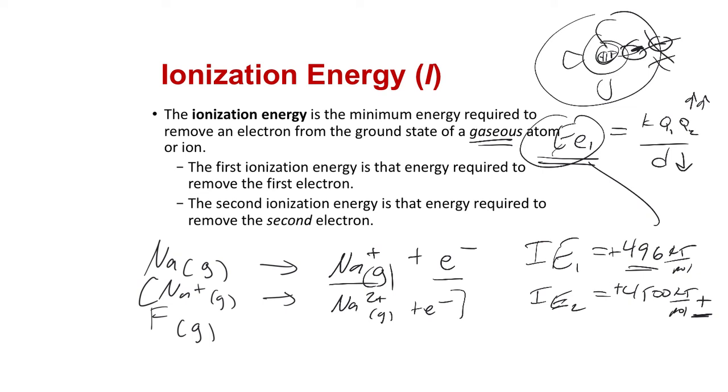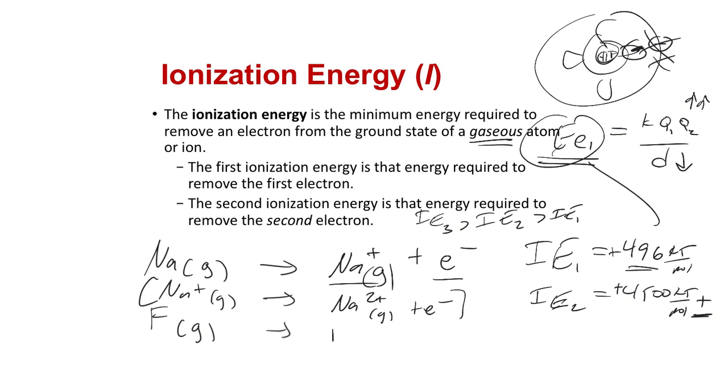So ionization energies of elements are always positive, it takes energy to remove these electrons. And the second ionization energy is always going to be greater than the first ionization energy. So for any element, IE2 is going to be greater than IE1. We have a third ionization energy that's going to be greater than IE2. So each successive electron removed from an atom takes more and more energy.